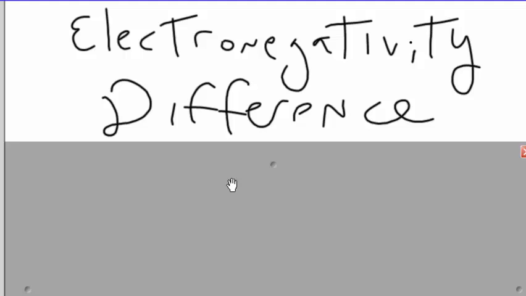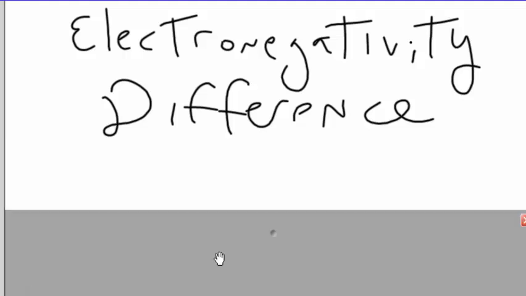Now in general, we're not going to actually figure out what the electronegativity is of two different elements and find that difference, though we could. But since we know the trends, we don't really have to. We know that if they're very close together on the periodic table, then the difference isn't going to be that much. And if they're farther apart on the periodic table, then the difference is going to be much larger.